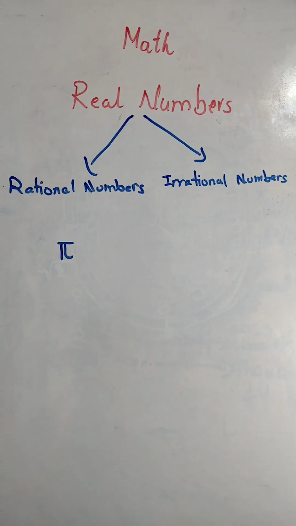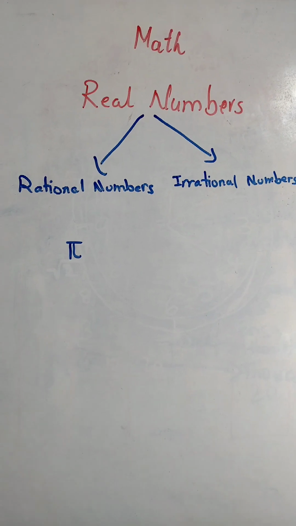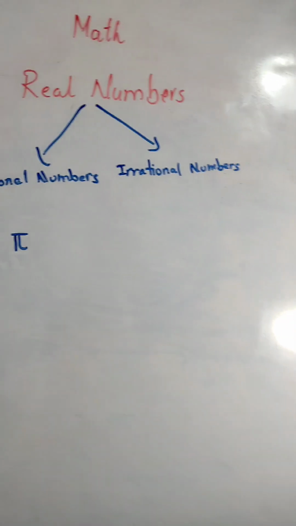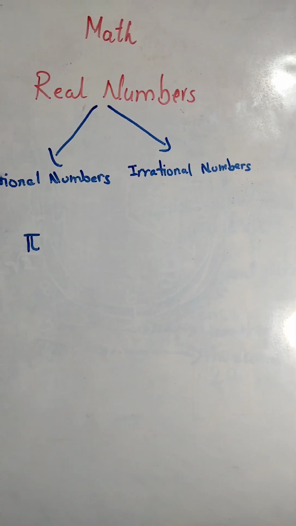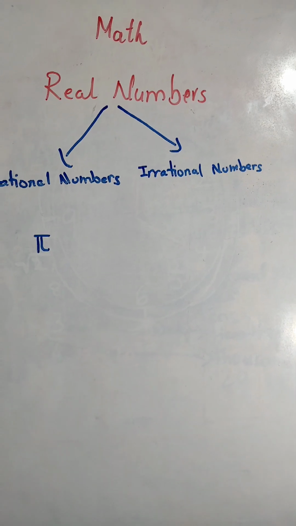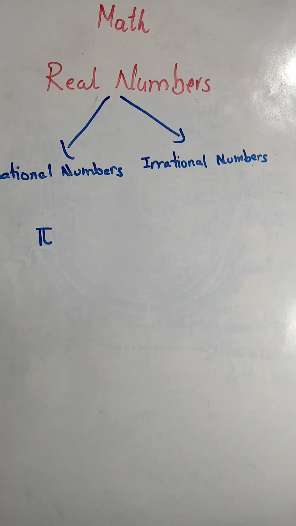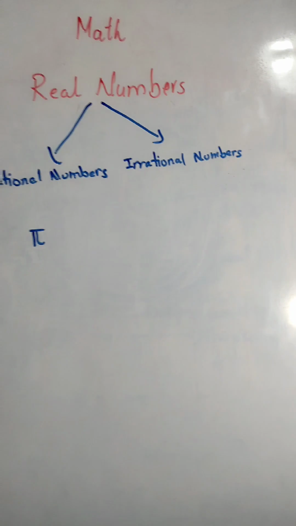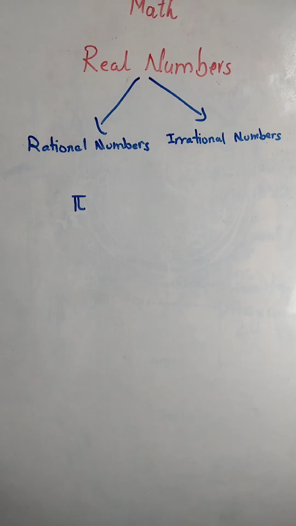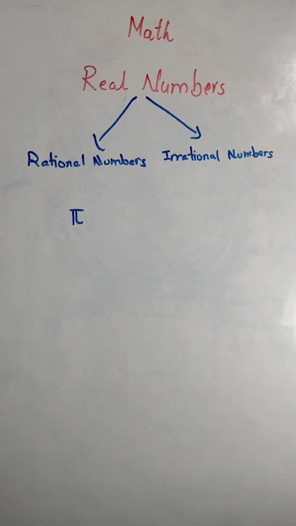What are these irrational numbers? These irrational numbers are the kind of numbers which don't have a particular value that we can denote them. We can give them an approximation, but we can never find out the exact value of these irrational numbers.